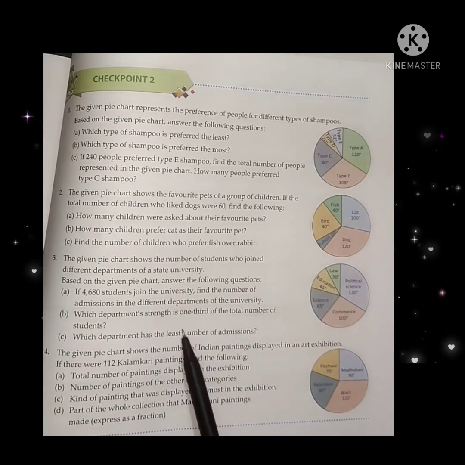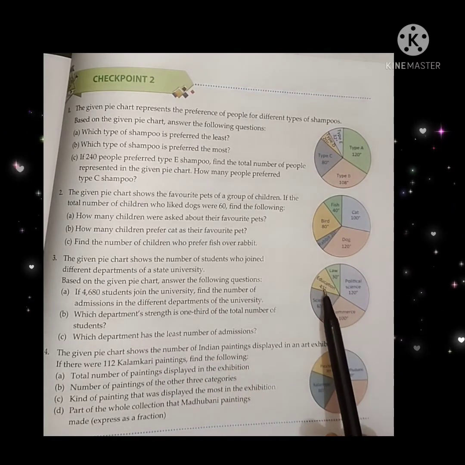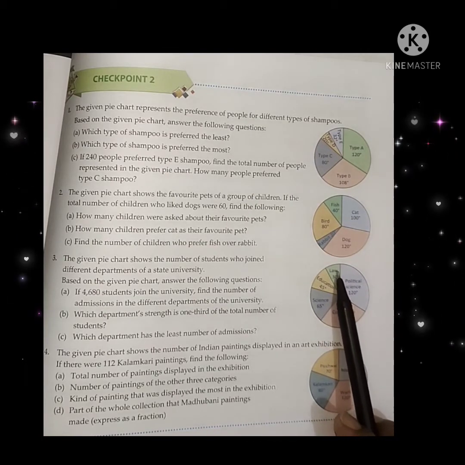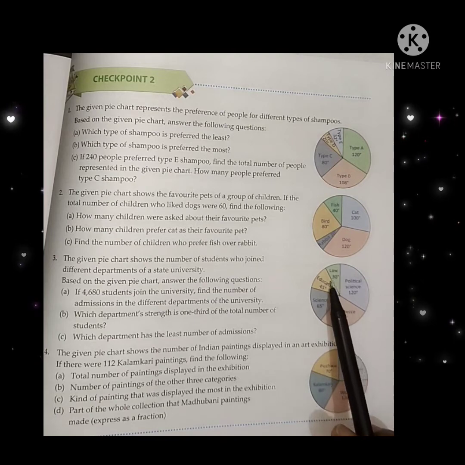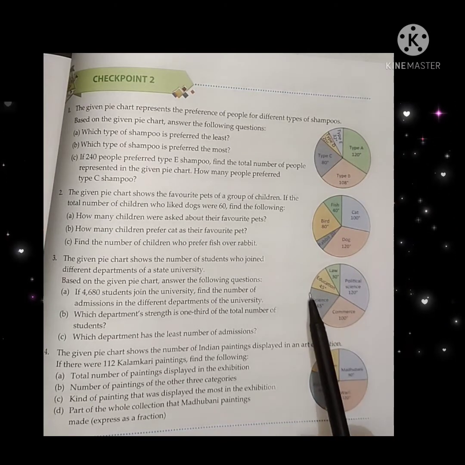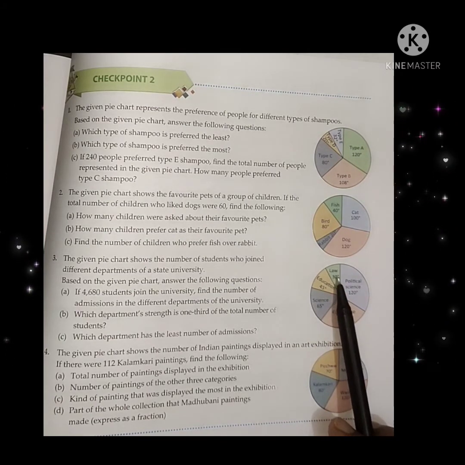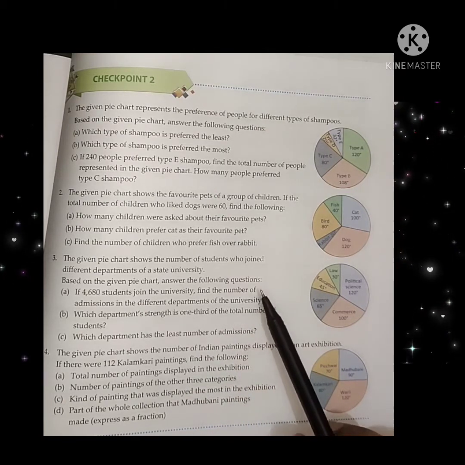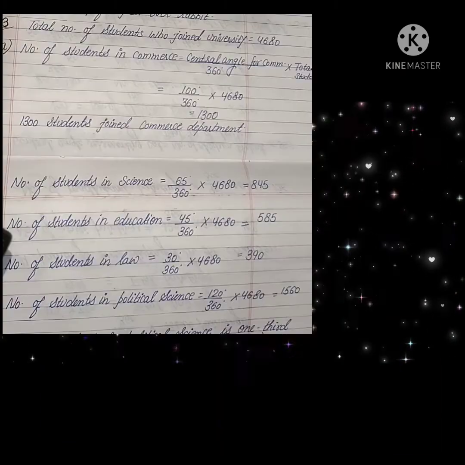We can answer this question directly. See, for all the departments 30 degree. For law department 30 degree is the smallest angle among all these angles. So in law department least number of students got admission. Let us solve A and B part.